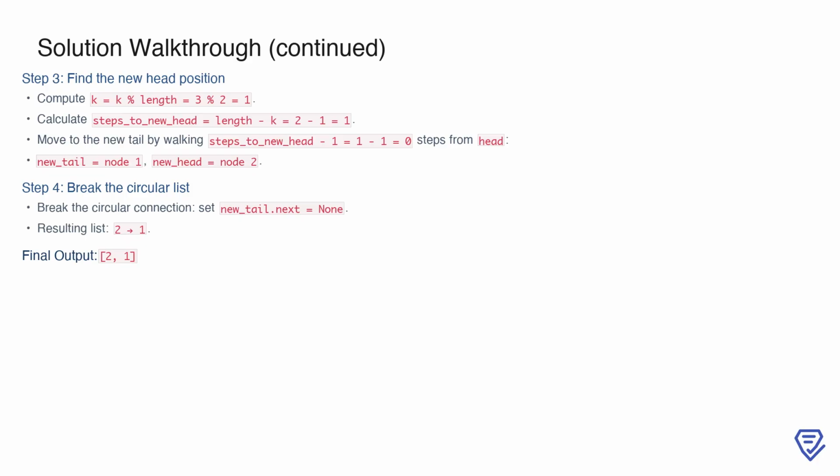To locate the new tail, we walk steps_to_new_head minus 1, which is equal to 1 minus 1 equals 0 steps from the current head, so the new_tail remains as node 1. The node after the new tail, which is node 2, becomes the new head. Finally, we break the circular connection by setting new_tail.next to None, resulting in the list 2, 1. The output for this rotation is 2 1.